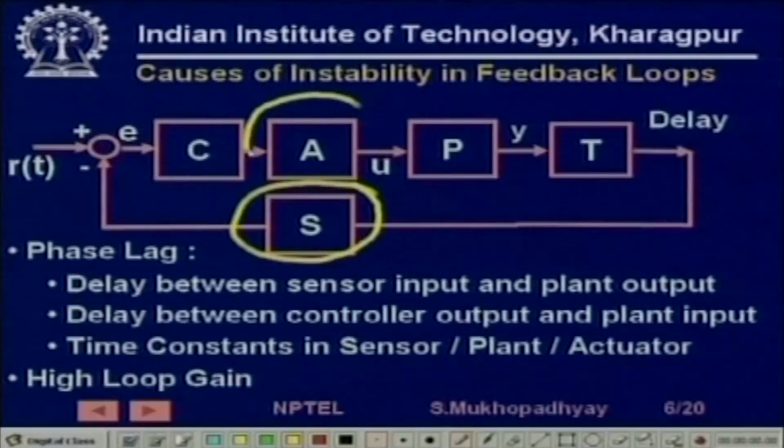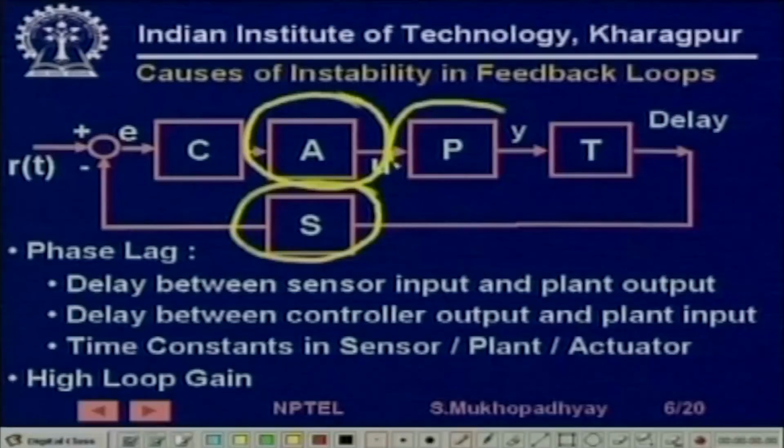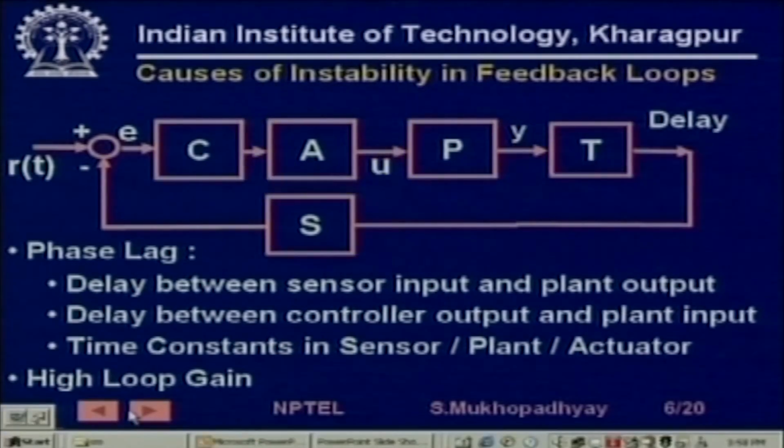Similarly, an actuator: in our idealized view we sometimes think that the controller output directly goes to the plant, but it actually does not, it goes through a power amplification in the actuator, which induces its own delay. There are always delays in the plant. So, these time constants and delays also cause instabilities. So, these are the major causes of instability in a process loop.